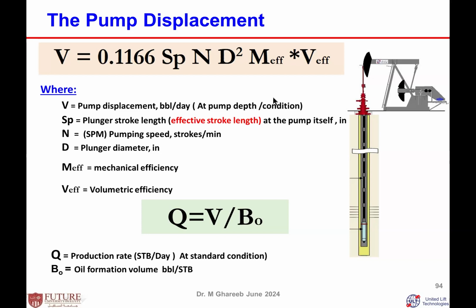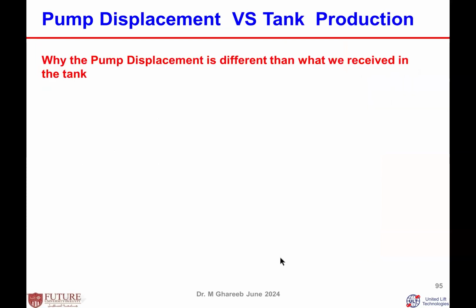Is there a gas that has some foam? Is there foam inside the pump? Then two different efficiencies should be considered. That's V, the pump displacement at the bottom. When I want to calculate how much fluid reaches the surface, I have to divide V by the oil formation volume factor and so on.